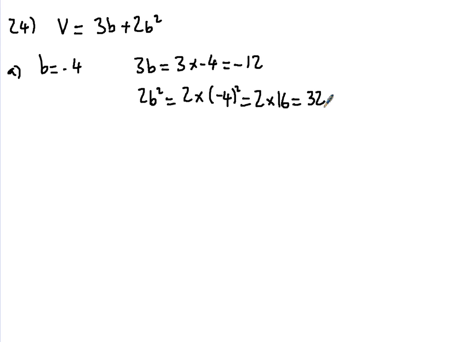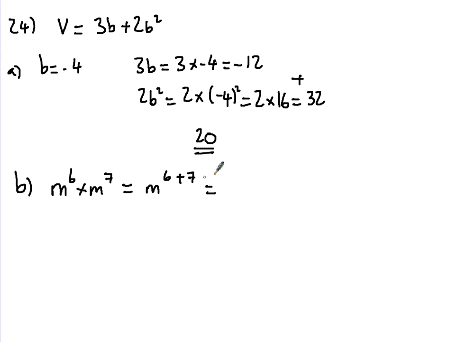I think it gives us 32 overall. So now combine them, it's saying add them. So we're at minus 12, adding 32. So that one will give us 20 as our solution. Simplify the next one. Well, we've got a powers rule here. When we're timesing powers, what we do is add the little numbers together. So we've got m, 6 plus 7, that will then give you m to the 13. So m to the 13 is what we're after.